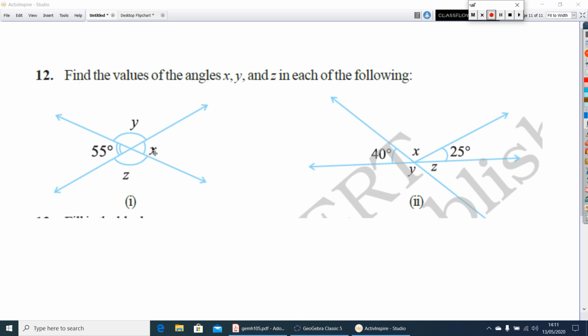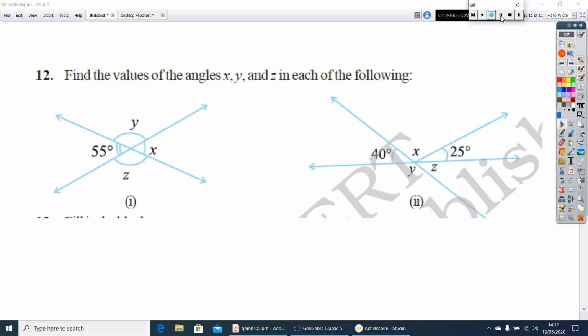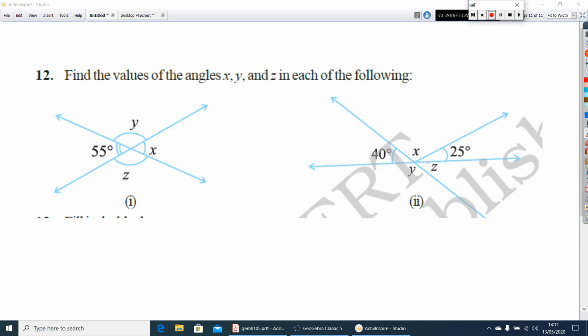If you get y, you can find out the z also. So x is equal to 55. Y you can find out 180 minus 55. And z the same answer as y, vertically opposite angles. Here also you can find out in the same way. 40 and z are vertically opposite angles. So z you can get it as 40.